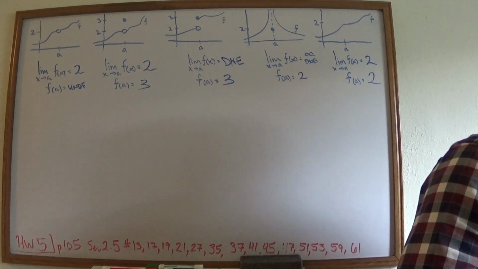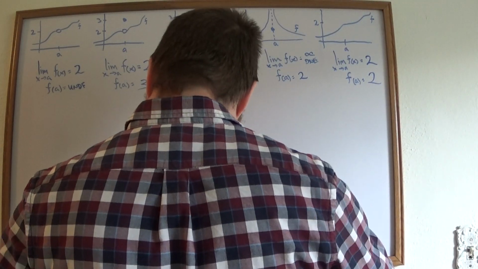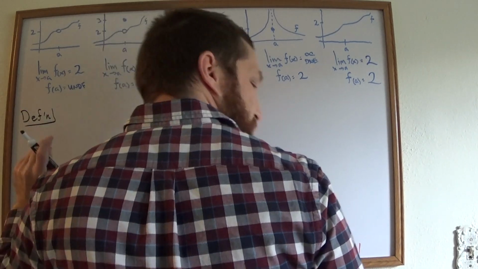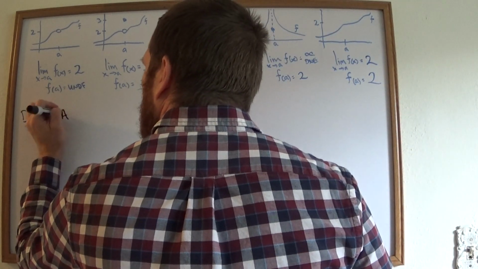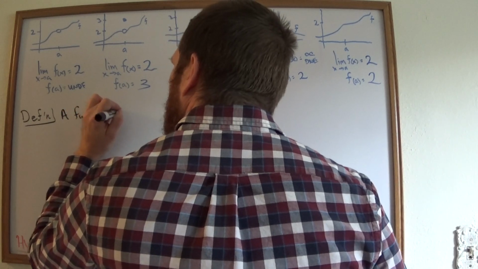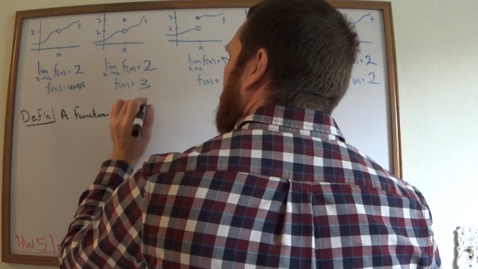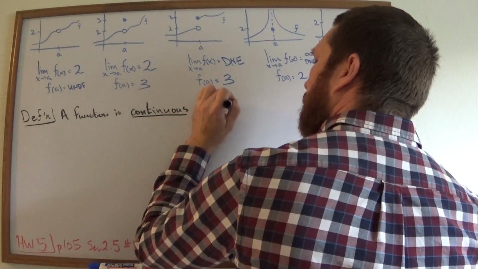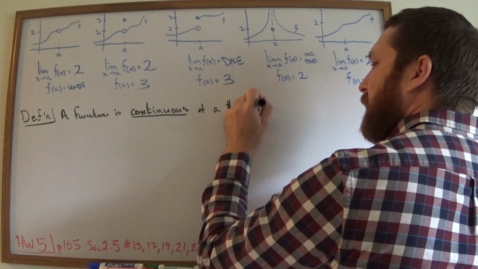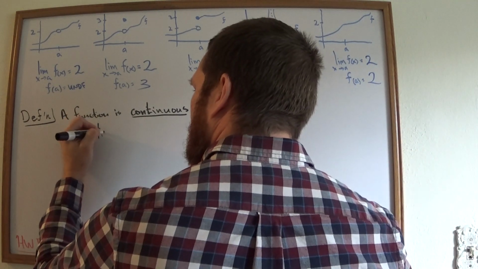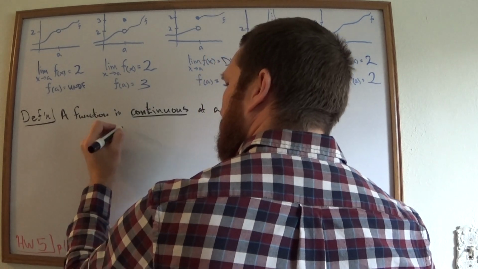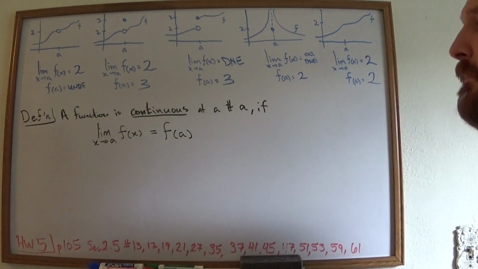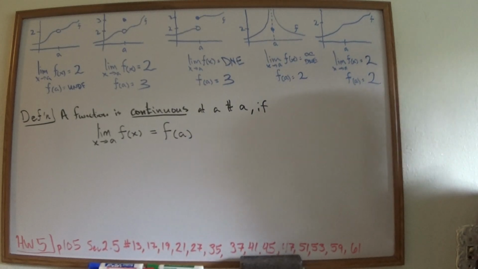And let me give you a definition. Let's do black here. Here's the definition. A function is continuous at a number, call it A, if the limit as x goes to A of that function is equal to what you get when you plug it in. That's what continuous means. That is the definition of continuous.